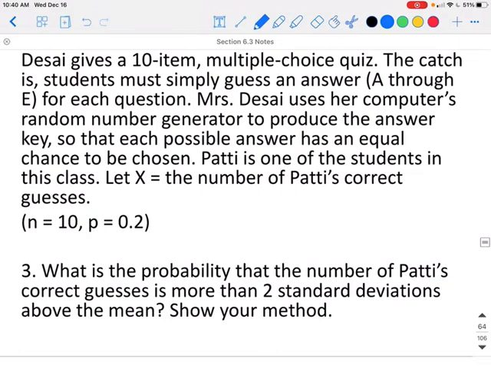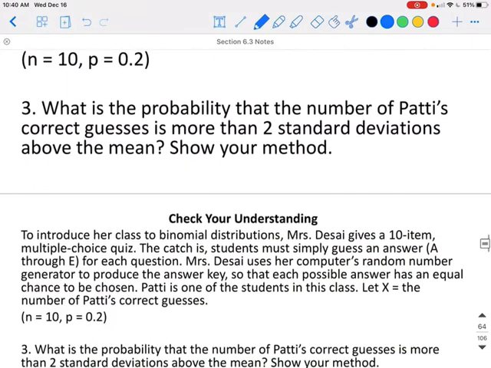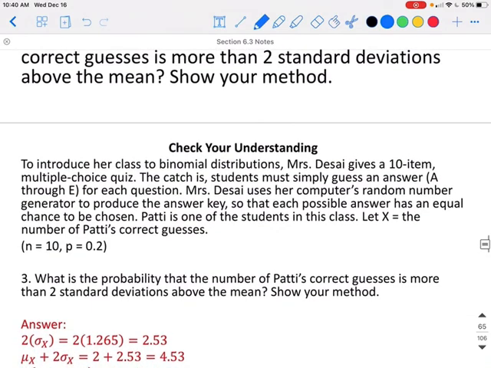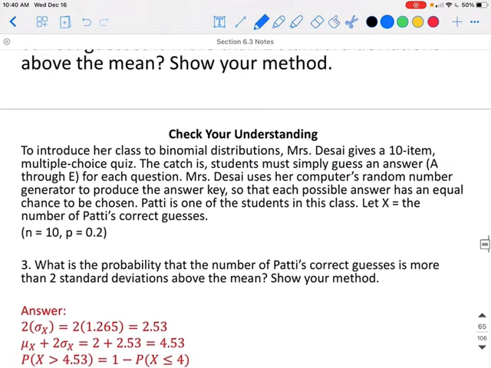What is the probability that the number of Patty's correct guesses is more than 2 standard deviations above the mean? So let's first find 2 standard deviations above the mean. So if we do 2 times that 1.265, we're going to get 2.53. So we want to know that it's more than that value. So if we take the mean and we add 2 standard deviations above it, that's going to be 4.53. Now you can't get 4.53 questions correct, so it would have to be 5 and more. Or we can look at it if we're looking at x is greater than 4.53.